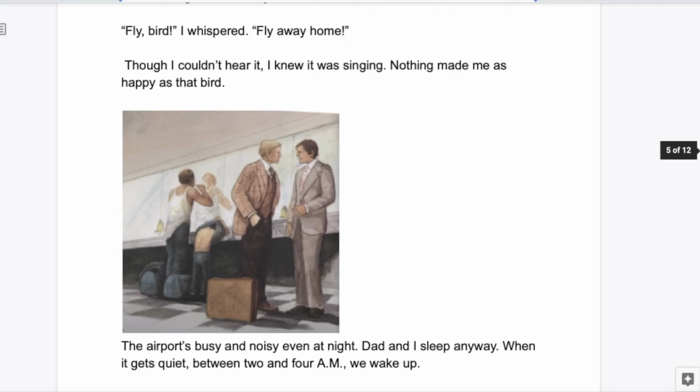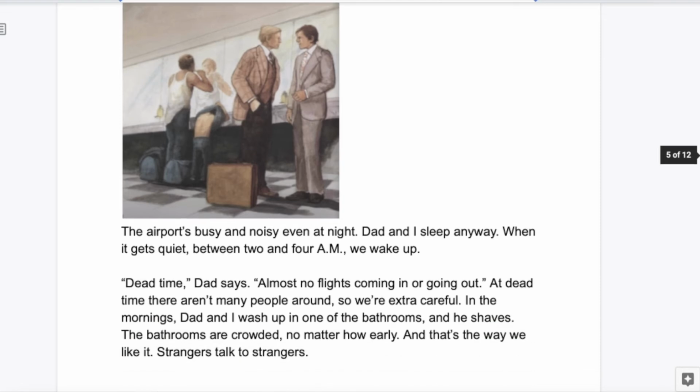Though I couldn't hear it, I knew the bird was singing. Nothing made me as happy as that bird. The airport's busy and noisy, even at night. Dad and I sleep anyway. When it gets quiet, between 2 and 4 a.m., we wake up. Dead time, Dad says. Almost no flights coming in or going out. At dead time, there aren't many people around us, so we're extra careful.